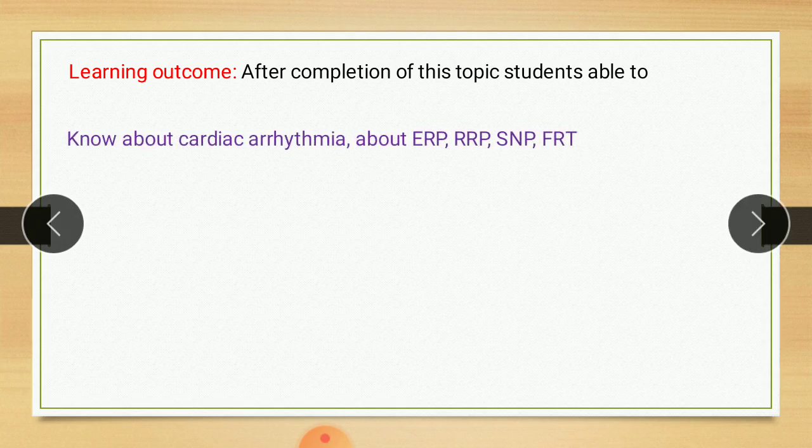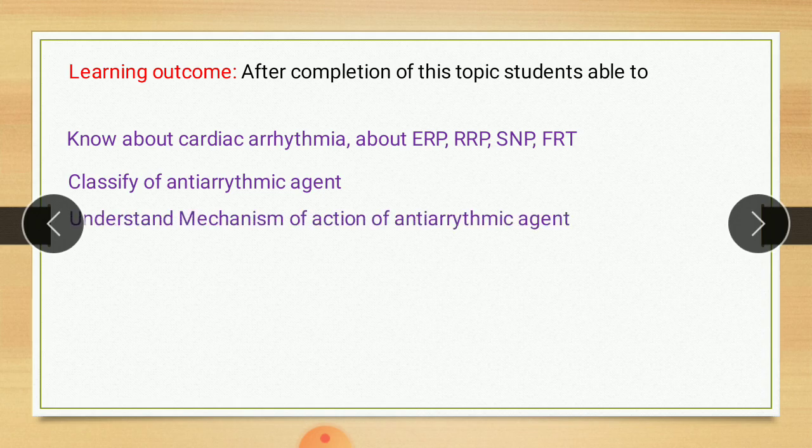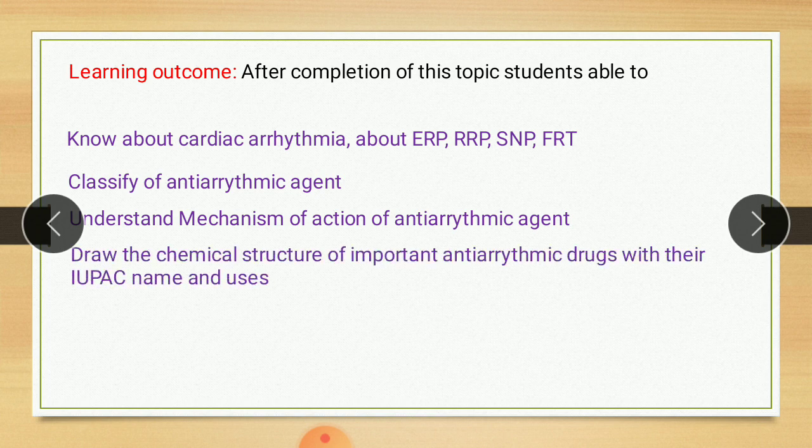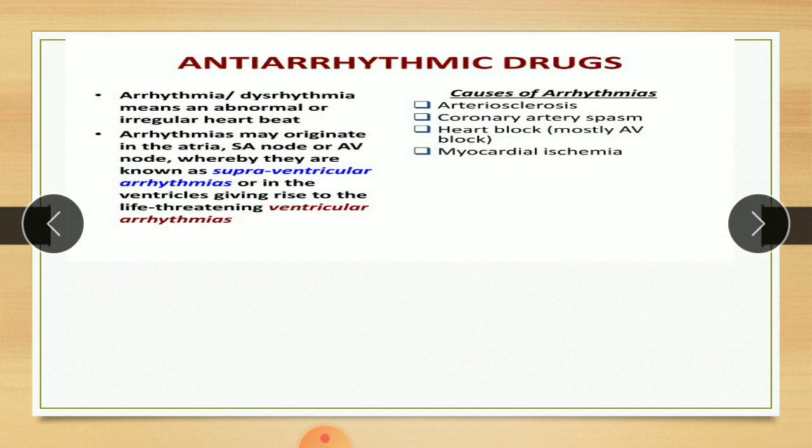The learning outcome of this topic: after completion of this topic, students will be able to know about cardiac arrhythmia, ERP (effective refractory period), RRP (relative refractory period), SNP (supernormal period), and FRT (full refractory time). Classification of antiarrhythmic agents, understand the mechanism of action of antiarrhythmic agents, and draw the chemical structure of important antiarrhythmic drugs with their IUPAC names and uses. So what do you mean by arrhythmia?